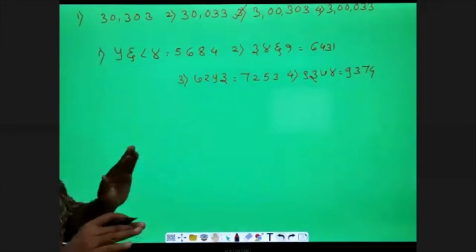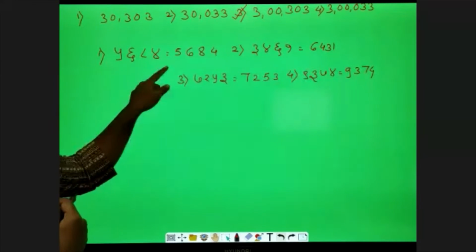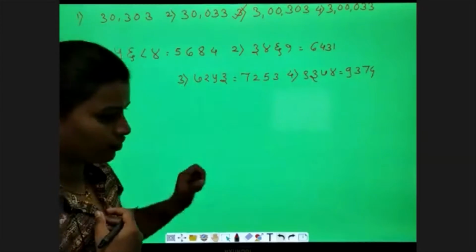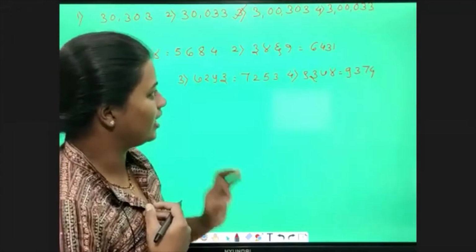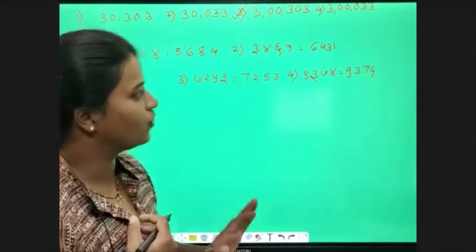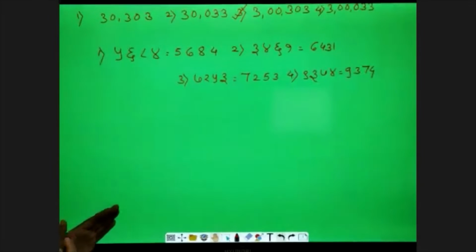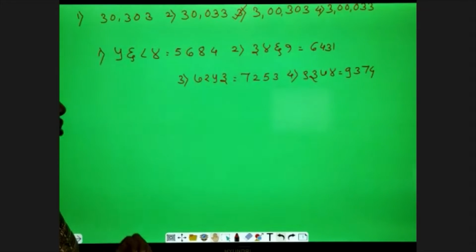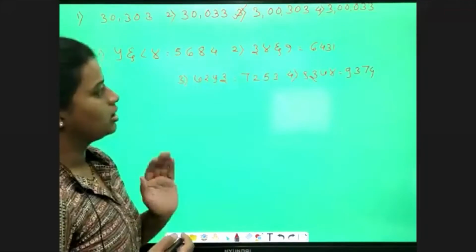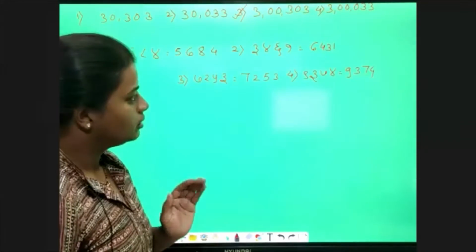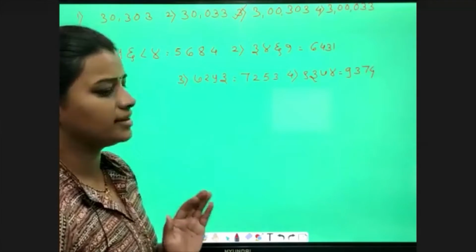First option: 5, 6, 8, 4 is equal to 5, 6, 8, 4. Second option: 3, 4, 6, 1 is equal to 6, 4, 3, 1. Third option: 7, 2, 5, 3 is equal to 7, 2, 5, 3. Fourth option: 9, 3, 7, 4 is equal to 9, 3, 7, 4.